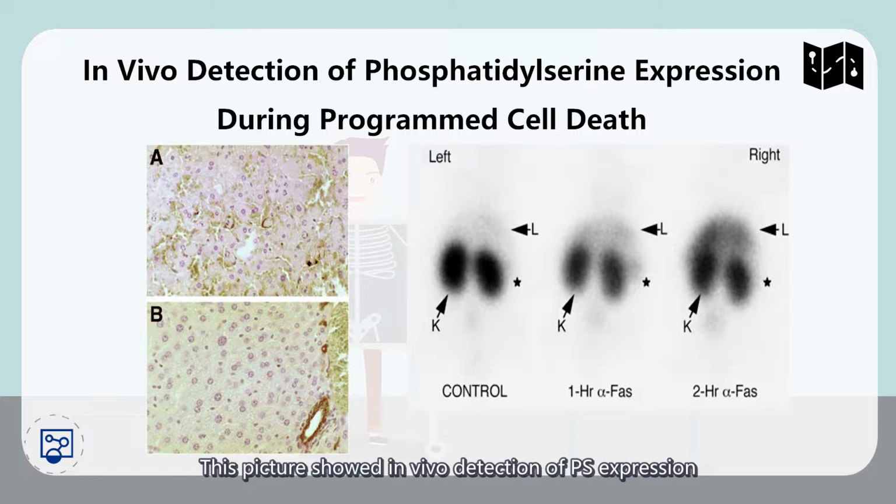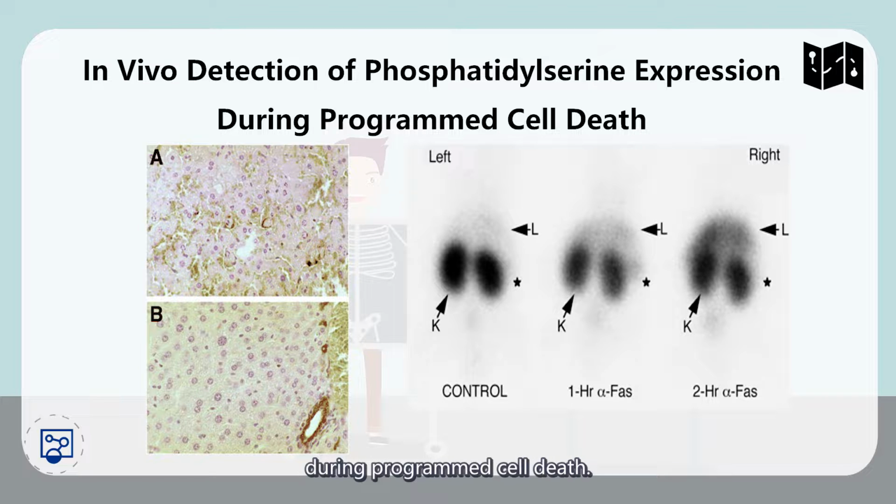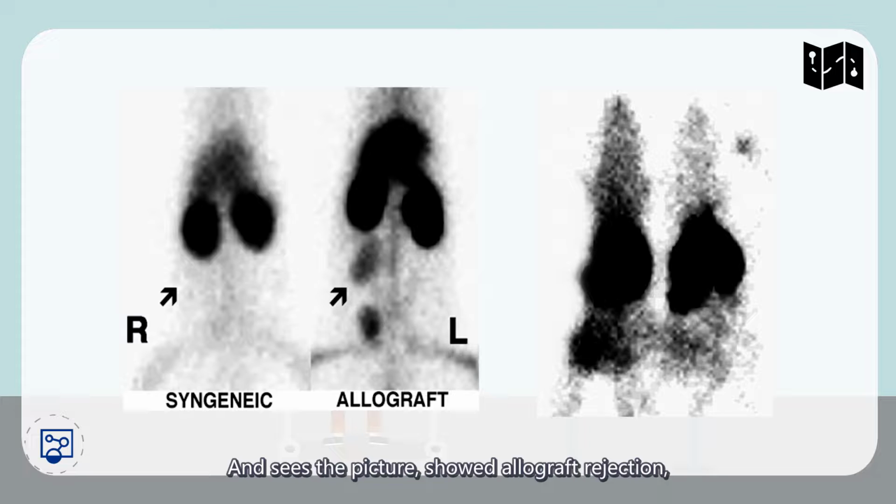This picture shows in vivo detection of PS expression during programmed cell death. The left part is the immunohistochemistry staining result, which shows the positive staining, and the right shows the 3 groups. First group is control group, second is 1 hour imaging, and the right part is 2 hours imaging. You can see the result. 2 hours imaging shows the tumor clearer than others. And this picture also shows allograft rejection. At that time apoptosis was heavier than in the syngeneic model.